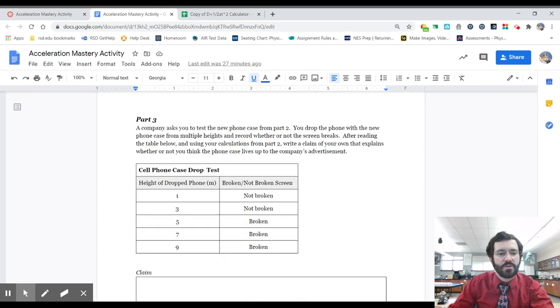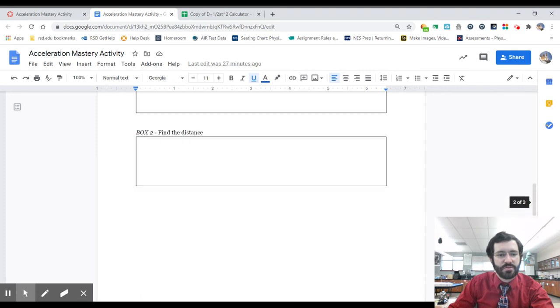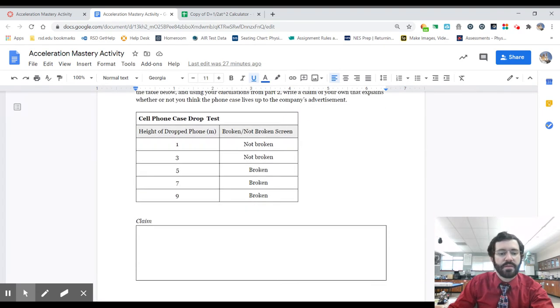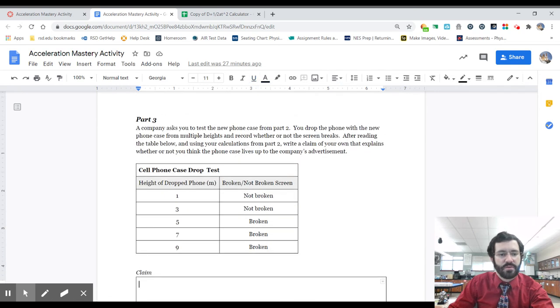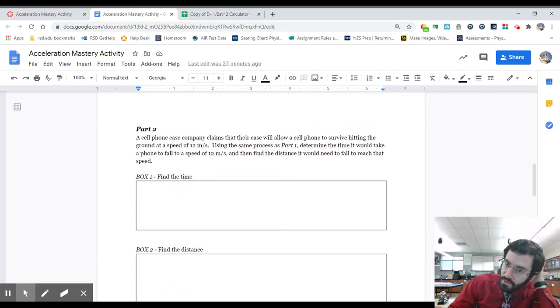And then you're going to read some data. So they did some drop tests at different heights. You're going to use that data in addition to their claim up here, which is how far it can fall before it gets broken. And then you're going to write your own claims saying whether or not you think the company is telling the truth when they say that their phone case can protect your phone even if it's moving at 12 meters per second when it hits the ground.